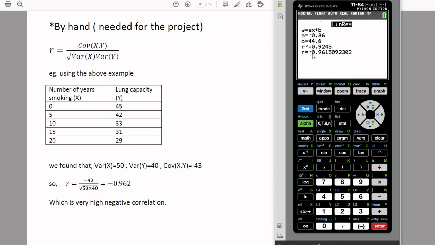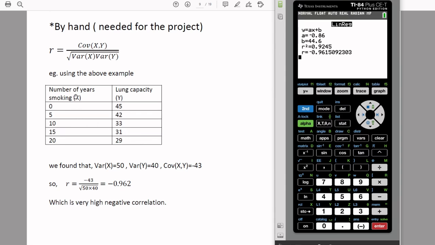So here we have it, -0.962. I've written it here as well. Okay, so that is the R value. You can see that means it's very high. I would say very high negative correlation, because it's a negative number. When it's a negative number, it means when one thing goes up, the other thing goes down, basically.